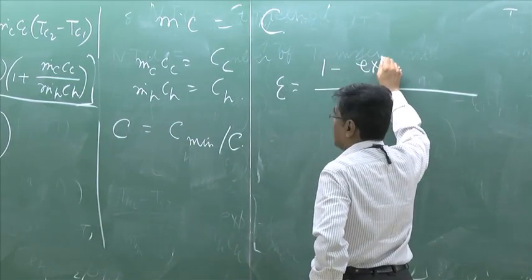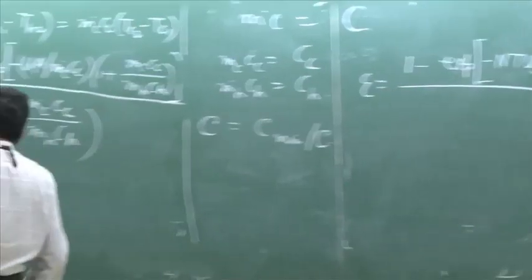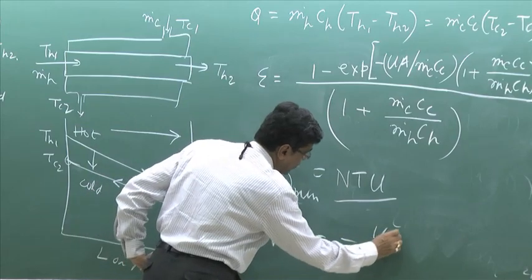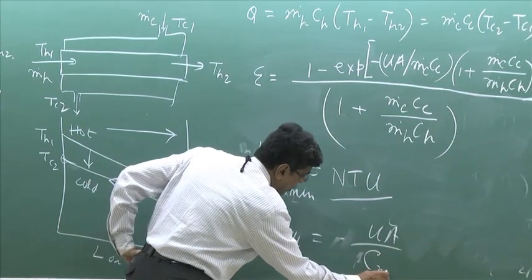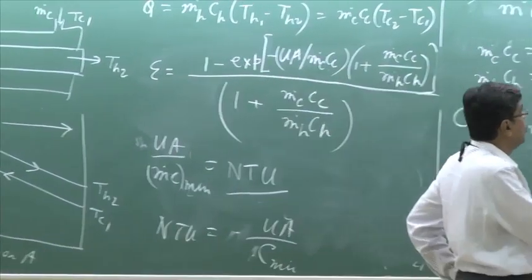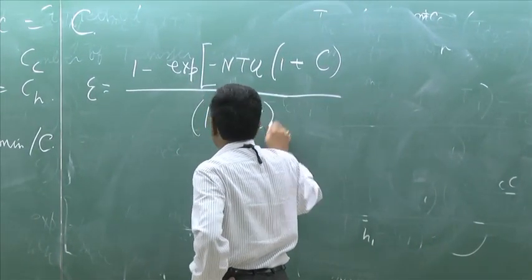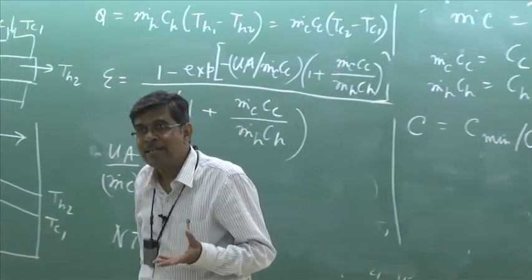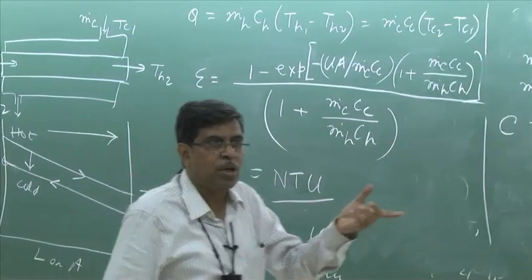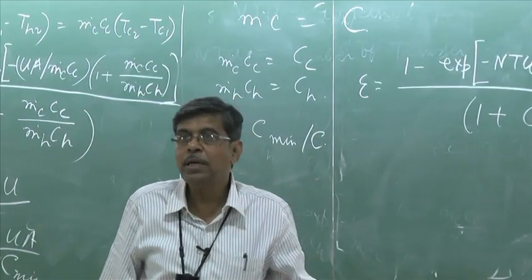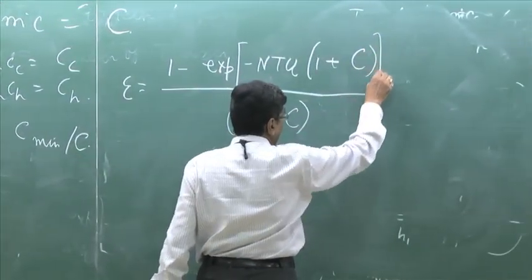Epsilon is 1 minus exponential of minus NTU into 1 plus capital C, where NTU is a scalar, dimensionless quantity based on M dot C minimum, that means C minimum with this nomenclature. This is the expression, where capital C is the ratio of the total capacity, that means M dot C specific heat. What is the ratio? Minimum to the other one, that means C min by C. So this is the expression, and this expression is for parallel flow.